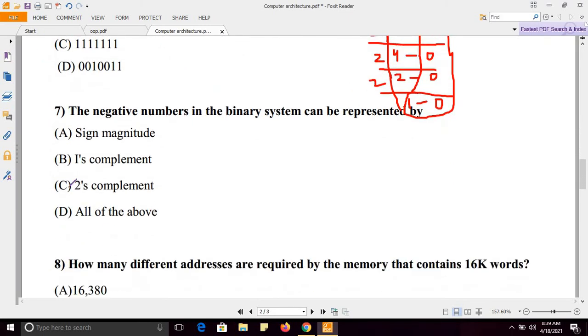Next, the negative numbers in the binary system can be represented by sign magnitude, ones complement, twos complement, or all of the above. The right answer is we represent the negative numbers in the binary system using twos complement.